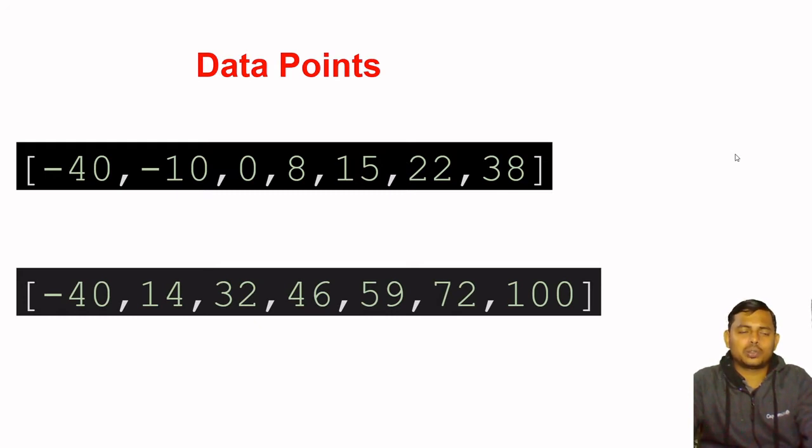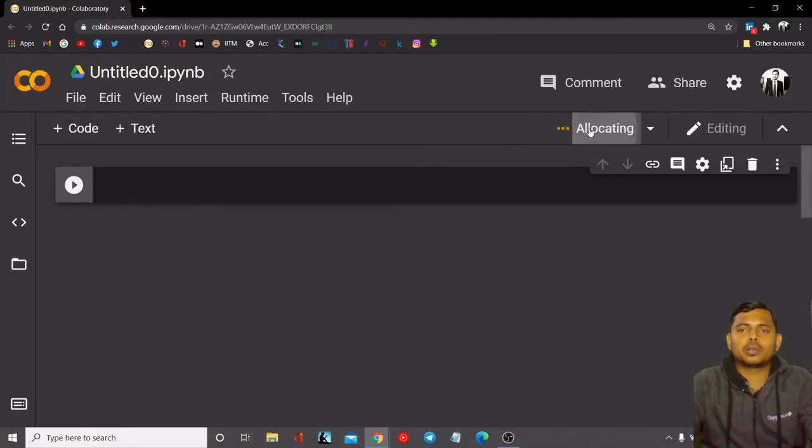So we will start coding as of now. Let's train our neural network using these data points. First of all, we will connect our Google Colab. I am using Google Colab. You can use Jupyter or you can run Google Colab on your phone.